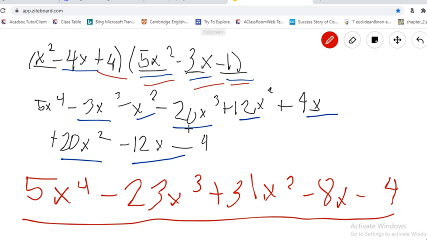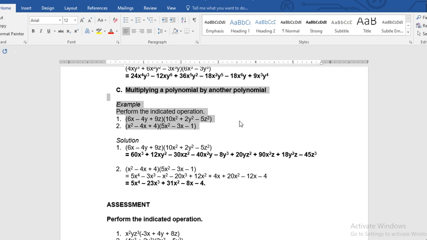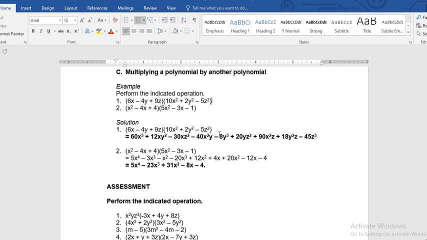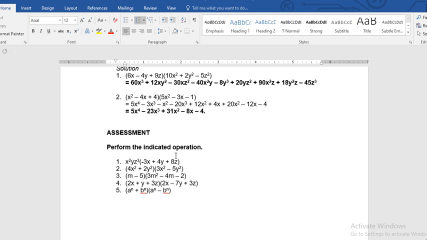If you have any question, just message us on our group chat. I hope that this lesson is very clear. I'm just going to show you our module number 3. It is like this, and there is an assessment part at the end of each lesson. This is for multiplication of polynomials, so you have to answer five numbers.